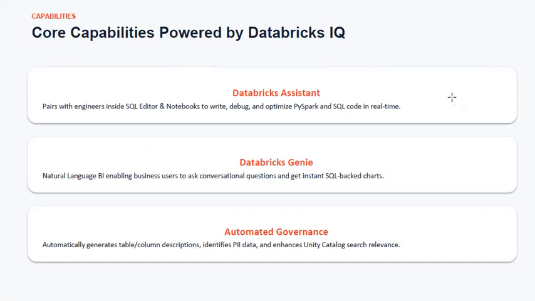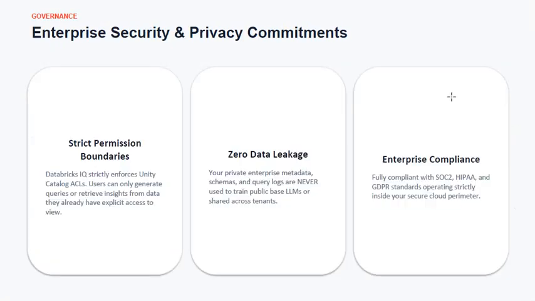Coming to the capabilities, the core capabilities powered by Databricks IQ. One is Databricks Assistant. It pairs with engineers inside the SQL editor and notebooks to write, debug and optimize PySpark and SQL code in real time. Databricks Genie is a natural language BI tool enabling business users to ask conversational questions and get instant SQL-backed charts. What is automated governance? It automatically generates table and column descriptions, identifies PII data, and enhances Unity Catalog search relevance. These are the core capabilities of Databricks IQ.